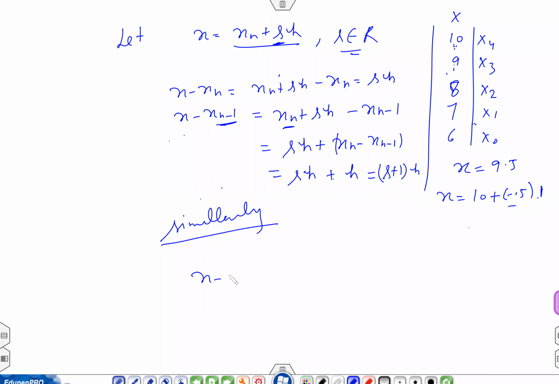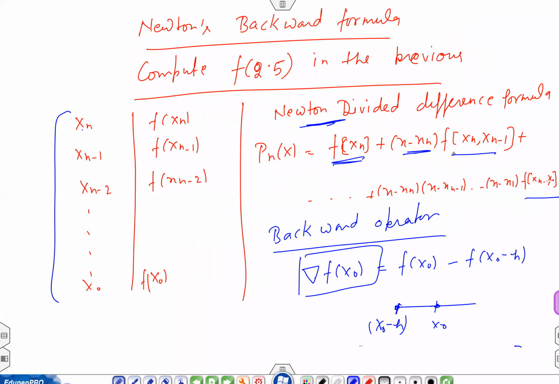x minus xi, s plus i into h. Okay, now let us compute the divided difference term in terms of the backward formula. F of xn minus 1, what will it be?